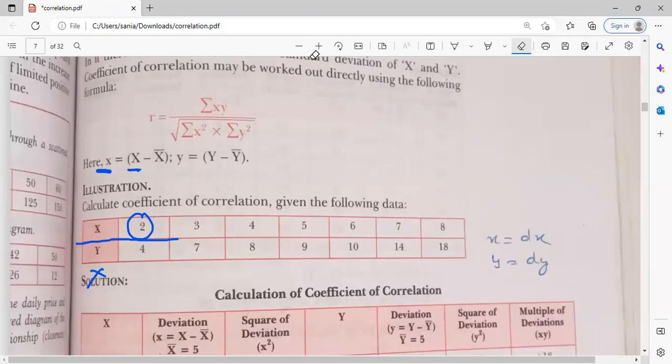Quickly do it and tell me the answer. First, make a table and do the summation. You need to do summation of this xy, this one summation of x square, this one summation, and summation of y square, this one summation. Right? Once you do this, tell me, and then you will just tell me the values. Then we will check it. If you are wrong, you will correct it. Then you will put in the formula and you will get the answer. Clear?